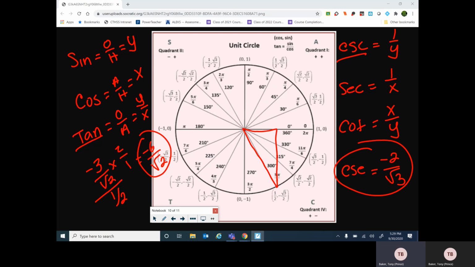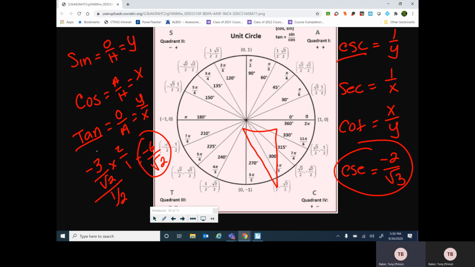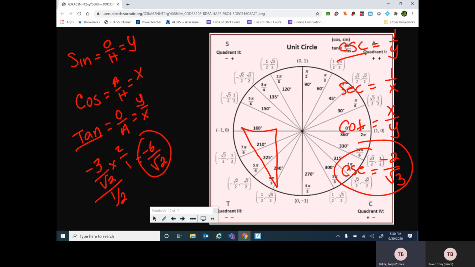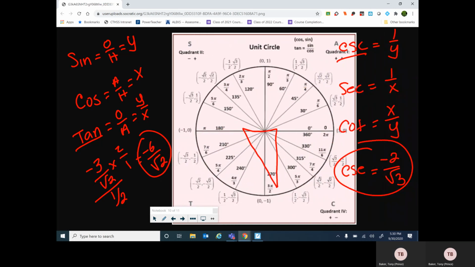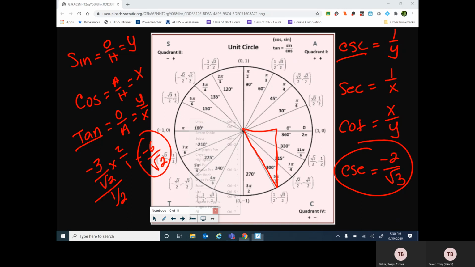All right, let's. Oh, it was a square root of 3. Okay, I wrote it wrong. I wrote the square root in the wrong spot.